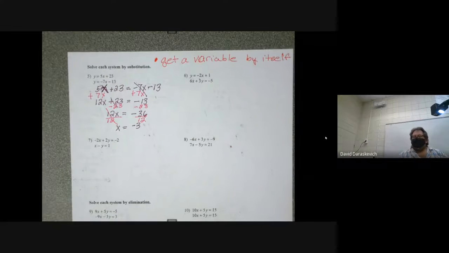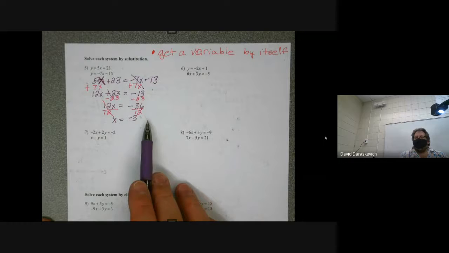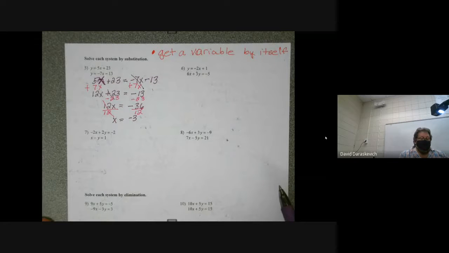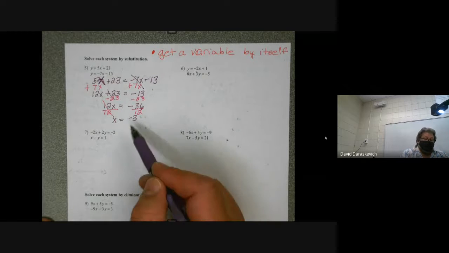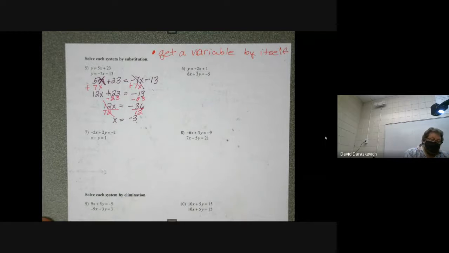So this is where students say, oh, okay, I solved it. I got a solution. Must be 1 point. No, we got half the point. We got x equals -3. Remember, this is an ordered pair.